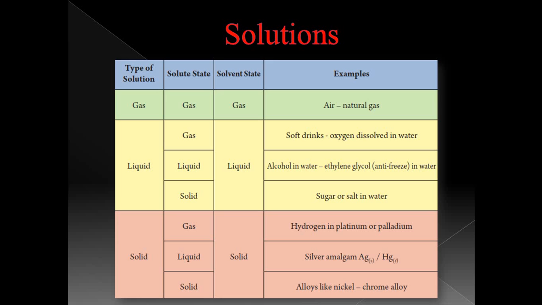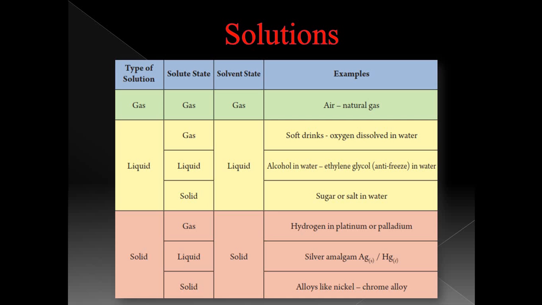For solid solutions, we can have a gas in solid solution like hydrogen in platinum or palladium. The hydrogen dissolves in platinum or palladium in a way that resembles a sponge, like how a sponge is able to absorb water. So some metals like platinum or palladium are able to absorb hydrogen gas, so this is how it dissolves.